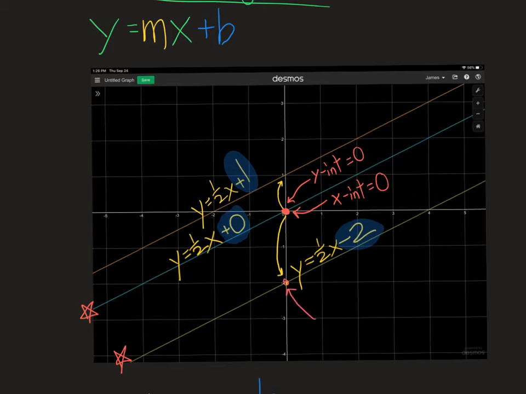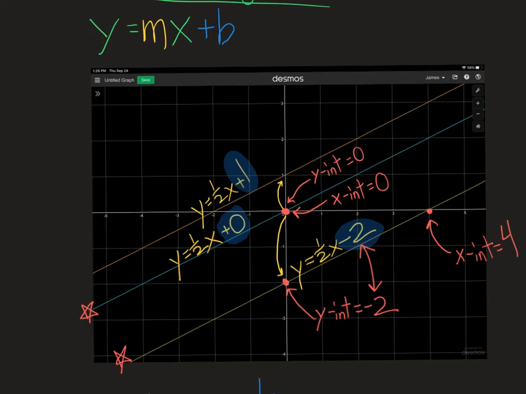Right here is where it crosses the y-axis, so it has a y-intercept of -2. And we already knew that by looking at our equation, because our equation tells us where it's going to cross the y-axis. It's how your line is shifted up or down. The whole line shifts in that direction. The x-intercept of the green line is right there. It crosses the x-axis at 4.